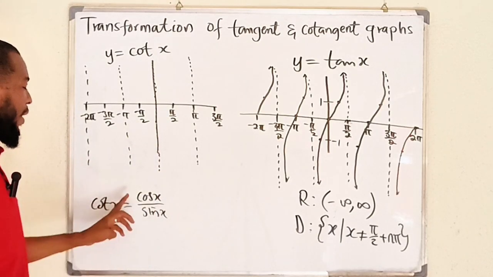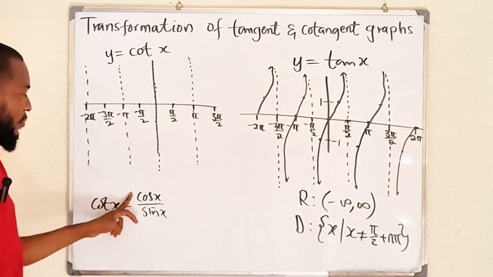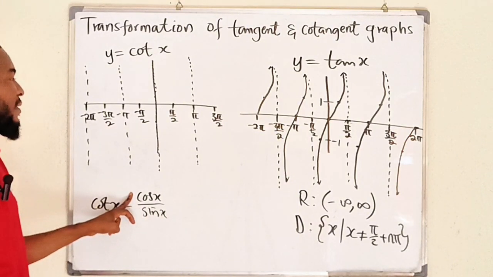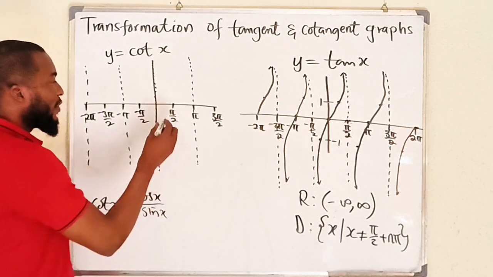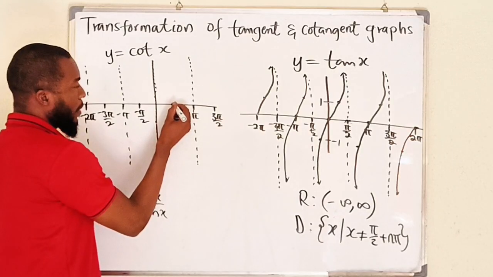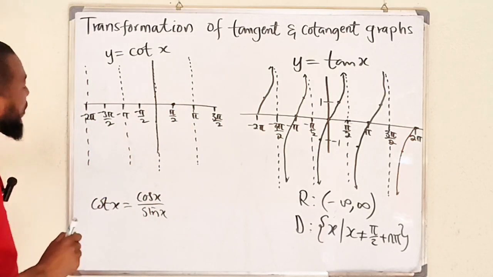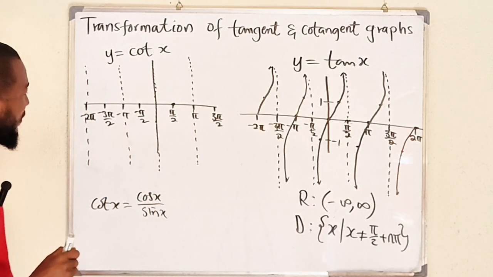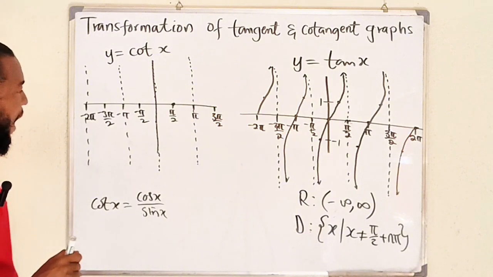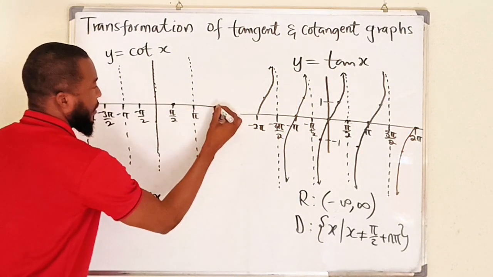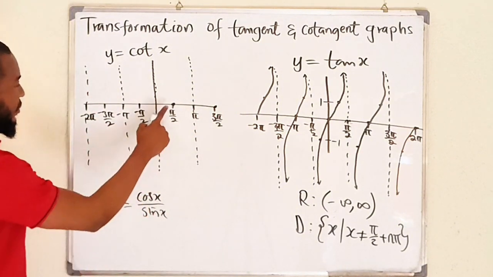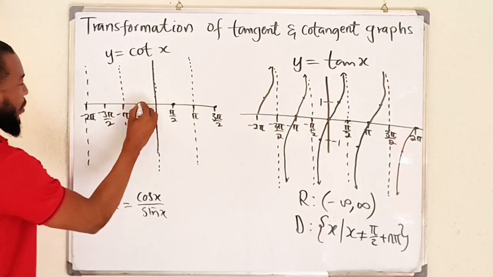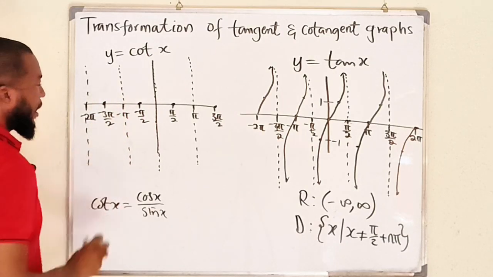Then we need to determine where cosine is 0. Cosine is 0 at pi over 2. We have a point here. Cosine is 0 where again? Here. So let's just repeat this one to the left. We have a point here, we have a point here.